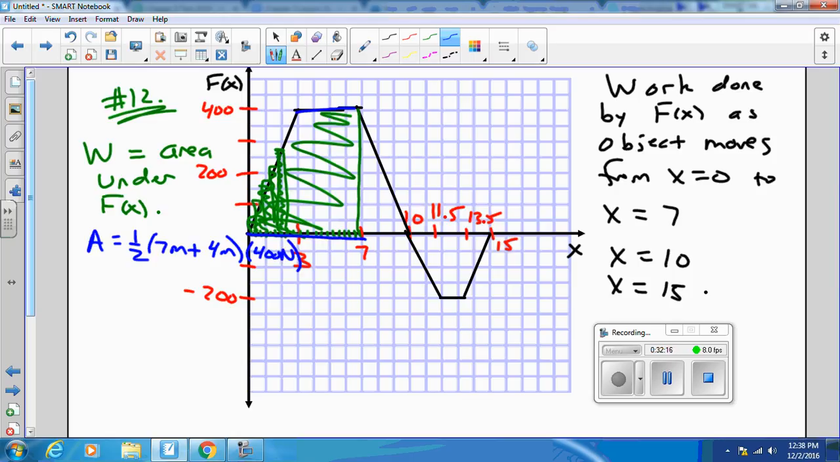Notice when I use both the width and the height, I measure that according to the meaning of each square. I don't count squares. I go to the actual numbers. So what I get is 200 times 11, or 2,200, excuse me, newton meters worth of work done for that. Does that make sense to everybody?